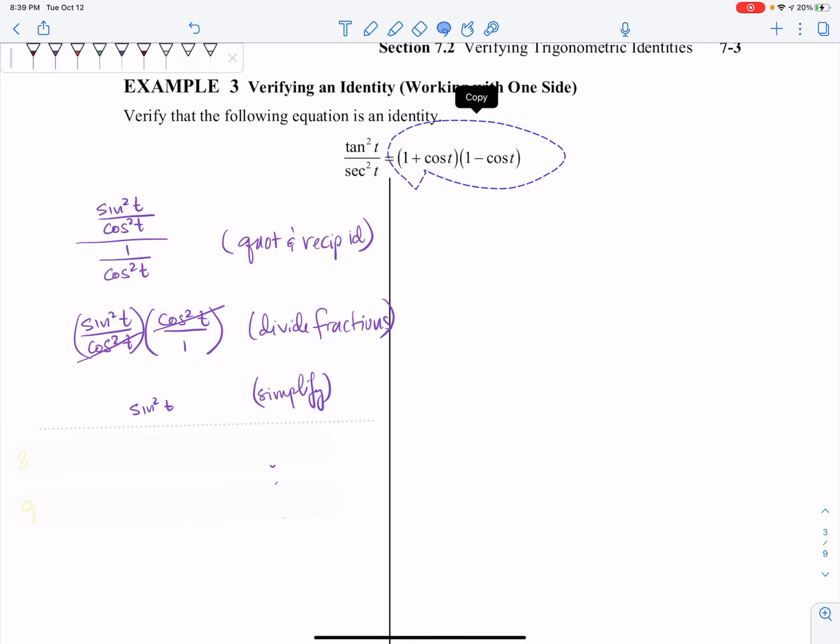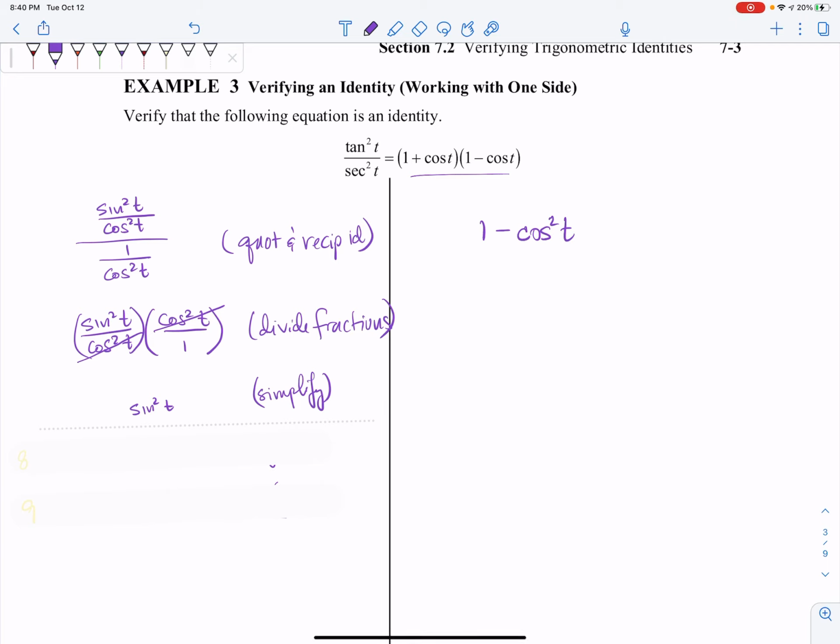Now, I'm just going to be very transparent with you. At this point, I know that the directions say I'm working with one side, but I kind of got stuck. And it's okay to get stuck. So what I decided to do, and I didn't write this down, so I'm going to write it down here in the video, was let's go ahead and FOIL the other side. And so first is going to be 1. Outers and inners are going to cancel each other out. And then the last will be a minus cosine squared of t.